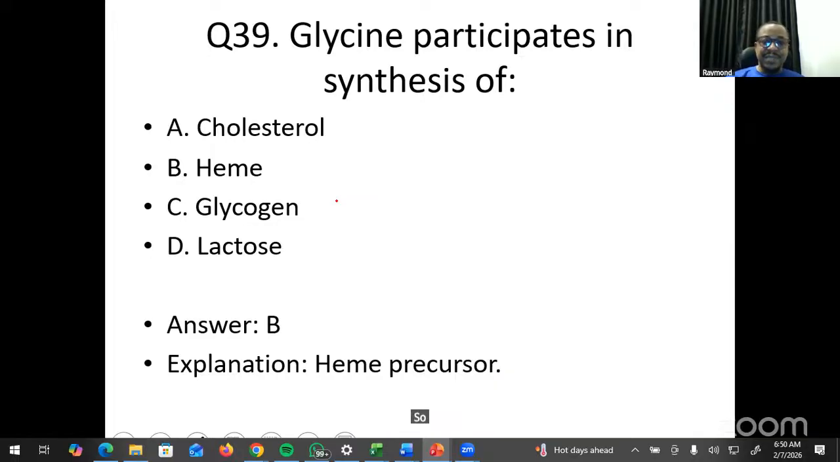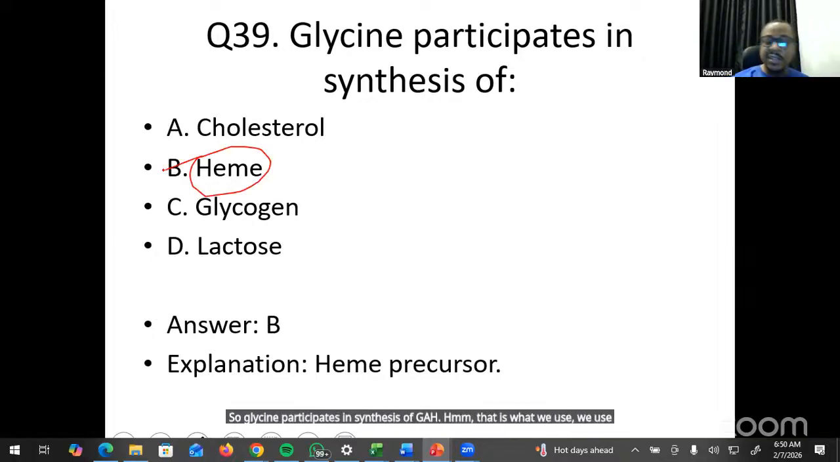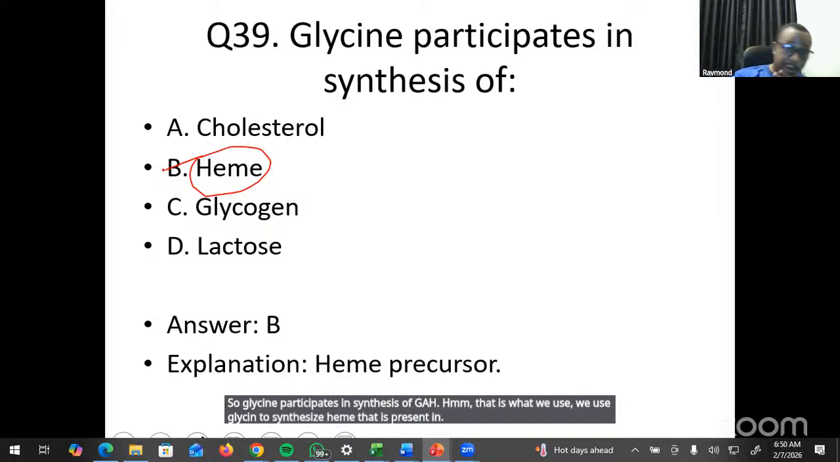Glycine participates in the synthesis of heme. That is what we use. We use glycine to synthesize heme that is present in hemoglobin.